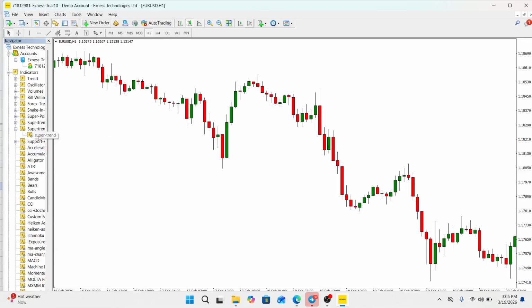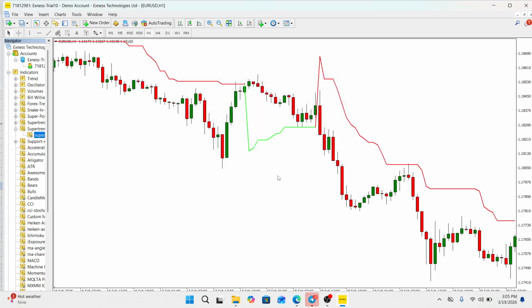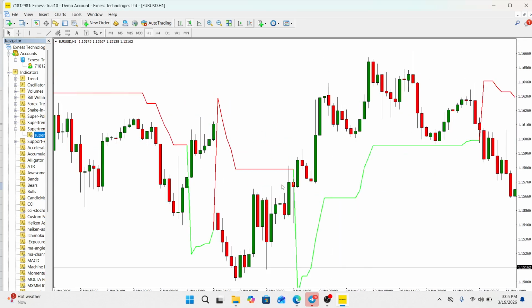At this point I'll load the indicator on the charts so you can see how it looks in real time. Remember to allow DLL imports, and there we have it.